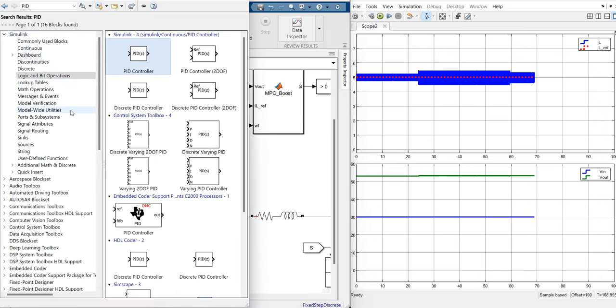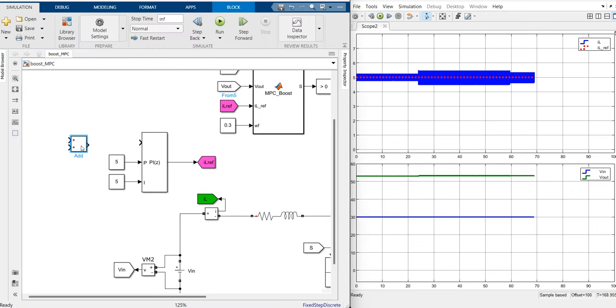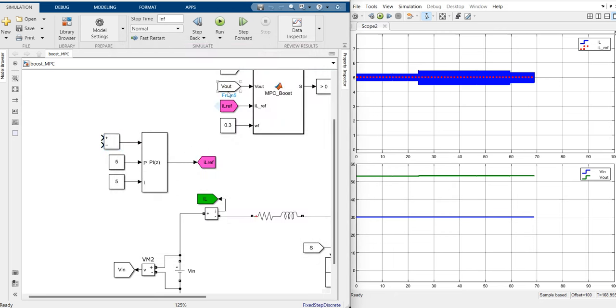And we need the error between the output voltage and its reference, and we have to compare it. This is V out, and we can define Vref, and we can select 48 volt.